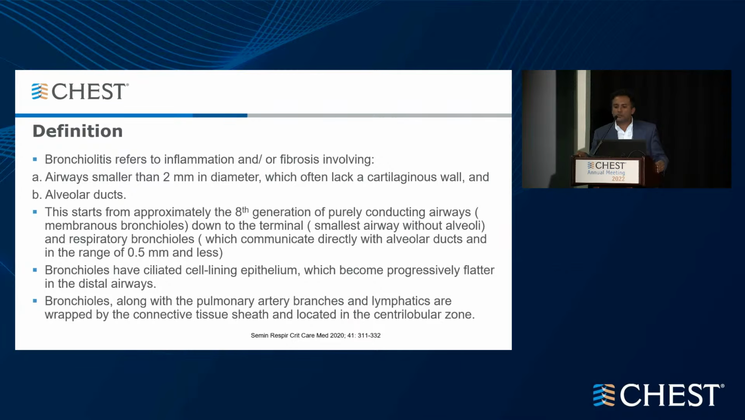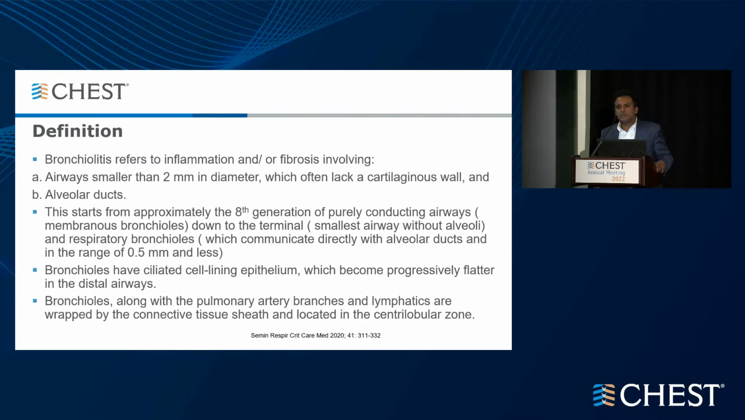And these are the membranous bronchioles, and as we said, purely conducting. And this goes down all the way to the terminal bronchioles, which is the last unit of the airway without the alveoli, and the respiratory bronchioles, which is around the generation of around 2 raised to 17-ish or so. And these communicate directly with the alveolar ducts and are in the range of 0.05 millimeters or less. So anything 2 millimeters or less basically refers to the small airways, and these are at the 2 raised to 8th generation of the airways.